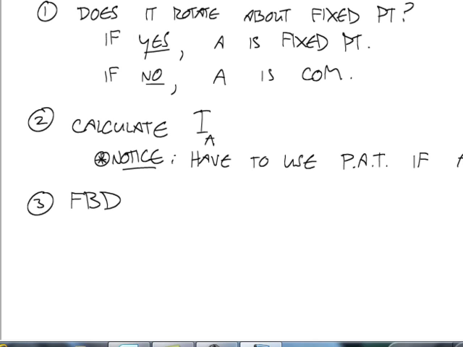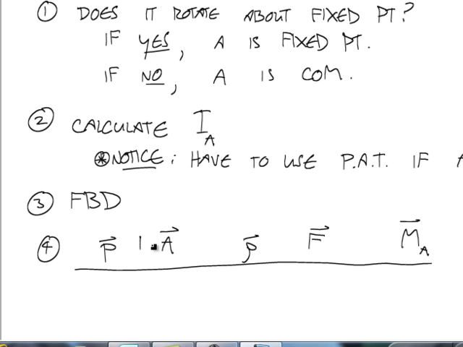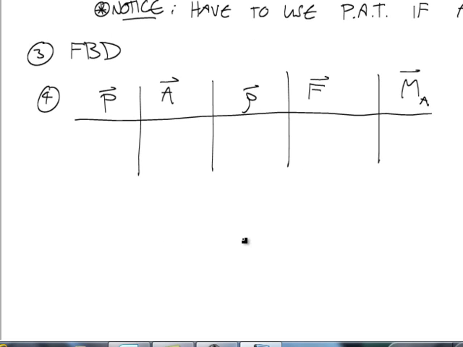Third, free body diagram. Fourth, once you have the free body diagram, you can fill out this table.